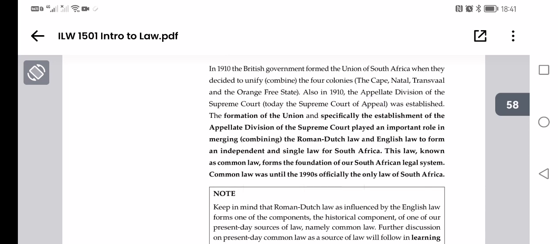In 1910, the British government formed the Union of South Africa when they decided to combine the four colonies, the Cape, Natal, Transvaal, and the Orange Free State. Also in 1910, the Appellate Division of the Supreme Court, today the Supreme Court of Appeal, was established.